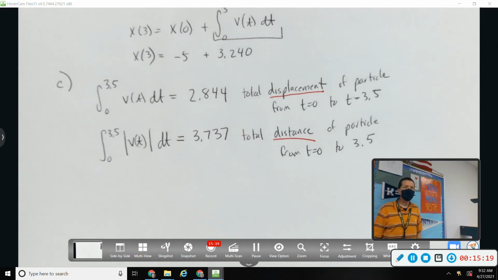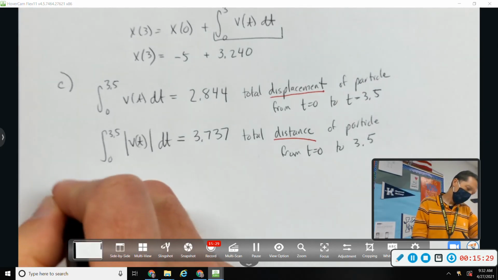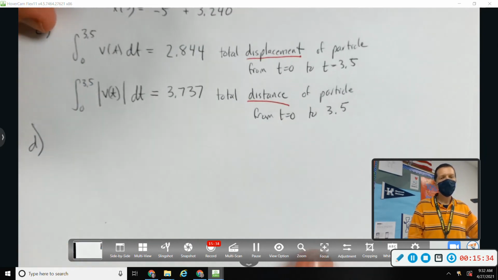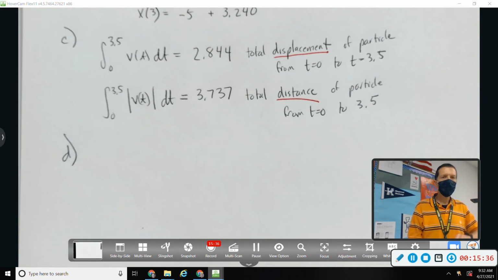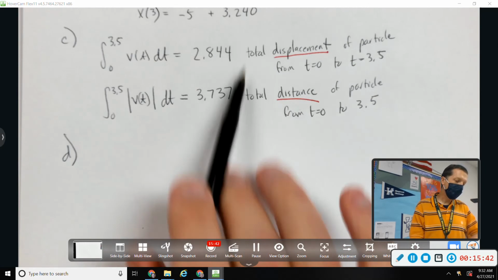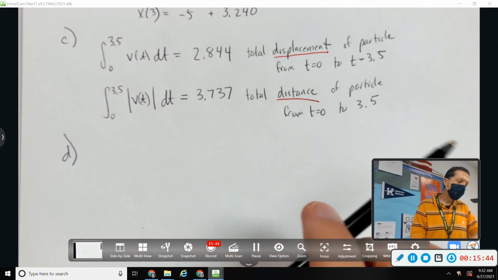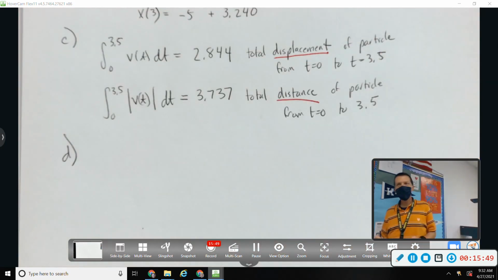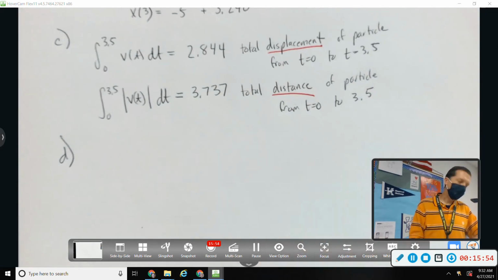But my guess is, as long as you got displacement and distance on there, that's probably one they would discuss, and if all they said was distance and displacement, would they get the full point? I don't know. I know this is probably what the key says, but if you left off from t equals 0 to t equals 3.5, would you still get that point? I don't know the answer to that. Don't leave it to chance.